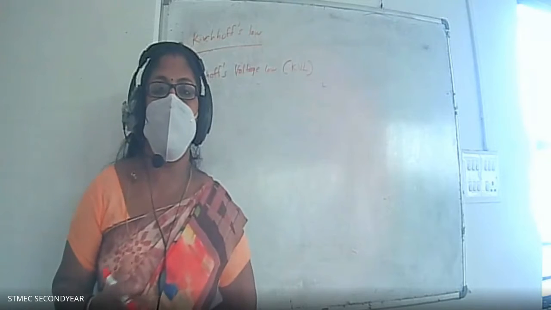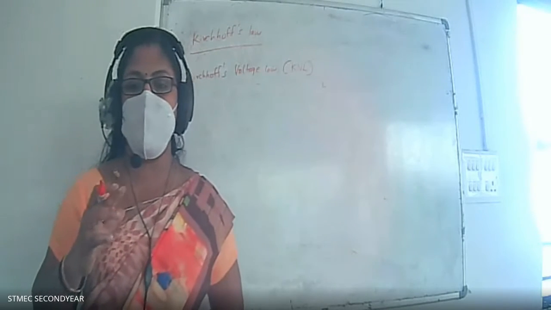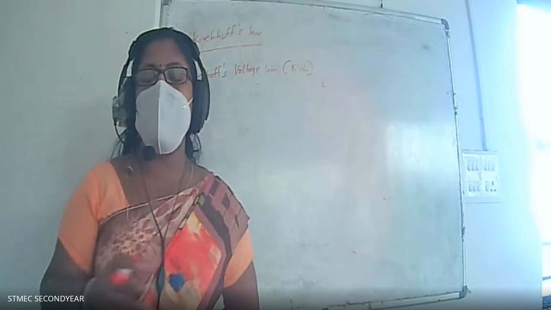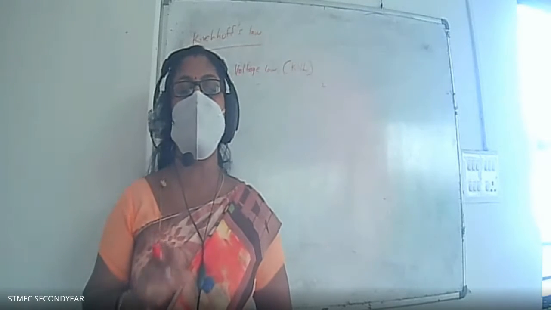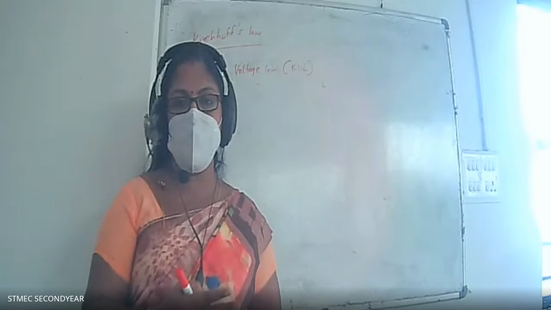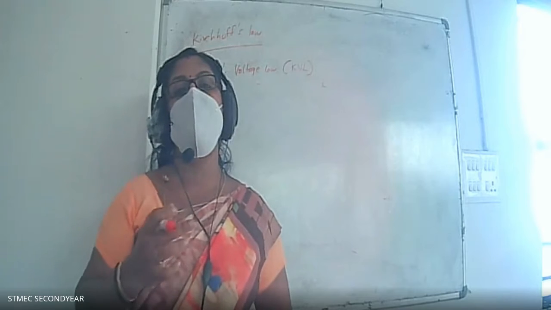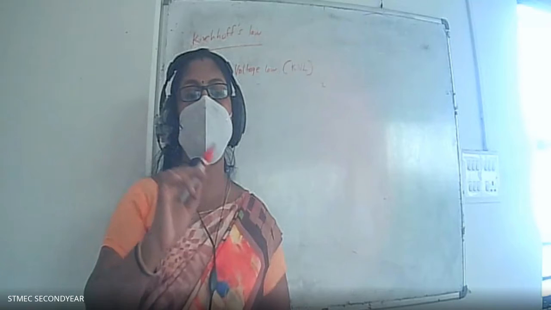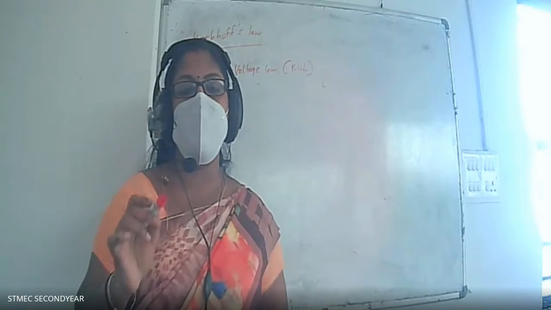In simple words, we can say that the algebraic sum of the voltage drops around a closed path will be equal to 0. That is Kirchhoff's voltage law. You might have studied the definition of Kirchhoff's voltage law in your previous semester, but you should remember it. What is Kirchhoff's voltage law? The algebraic sum of the voltages around a closed path or closed loop will be equal to 0.